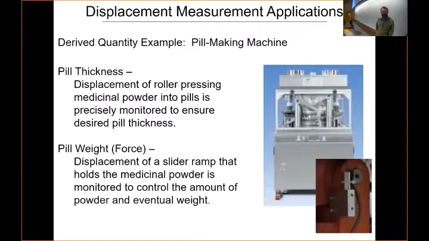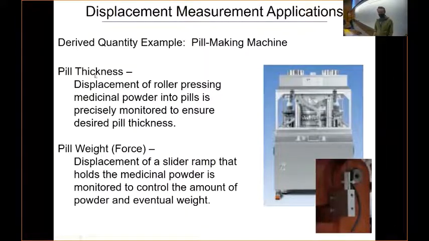Here we have an example of that. So it's a pill making machine. Just pointing out a couple things that it measures. Pill thickness is the first one, and this is just displacement, right? We're measuring the thickness of the pill. So displacement of roller pressing medicinal powder into pills is precisely monitored to ensure desired pill thickness.